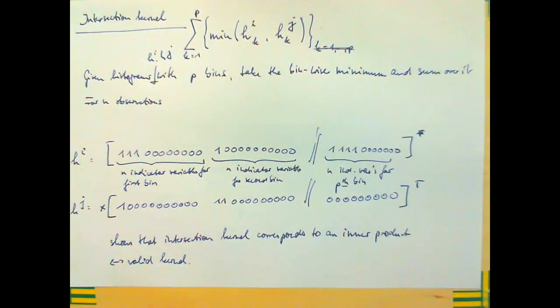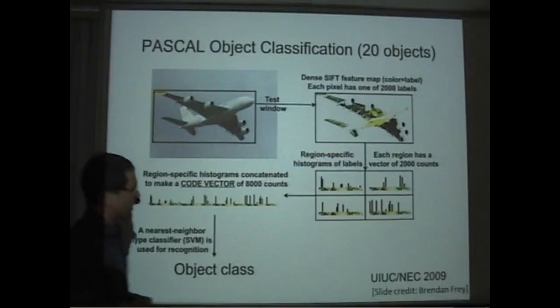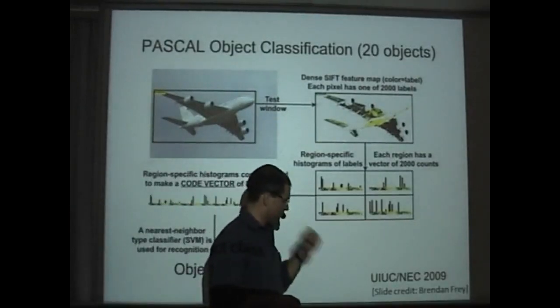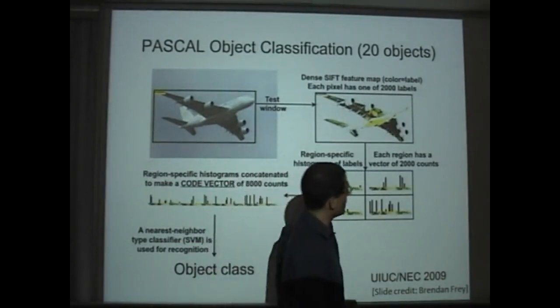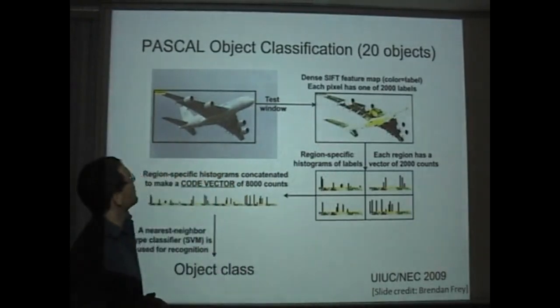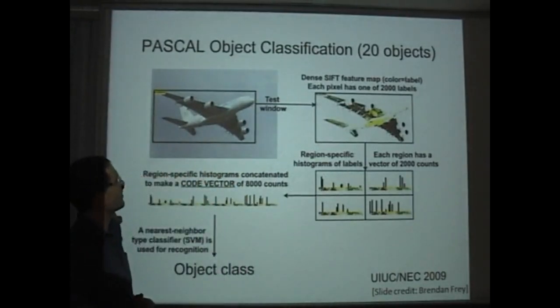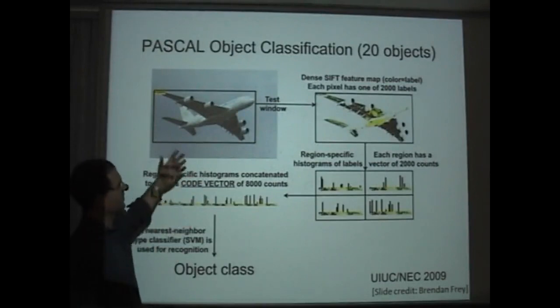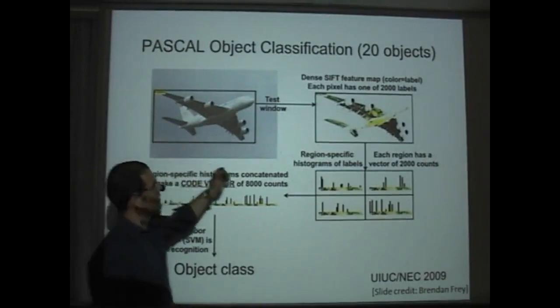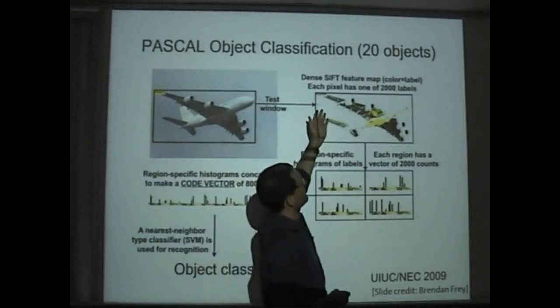And I want to argue why histograms are so important. I've taken a slide here from Brendan Fry showing a scheme of what the UI/UC NEC team did in 2009 to win the Pascal classification challenge. That's a pretty difficult problem where you have 20 classes of objects. And here's what these authors did. They take a picture, then compute a so-called dense SIFT feature map.